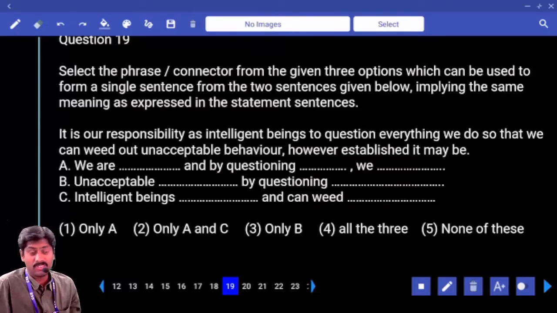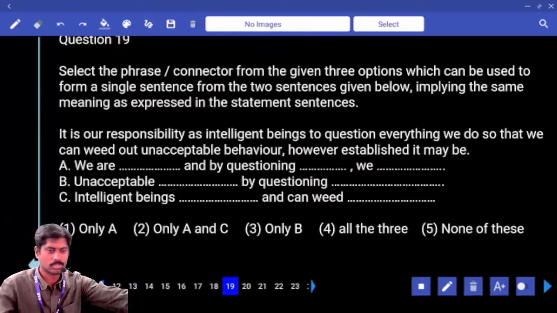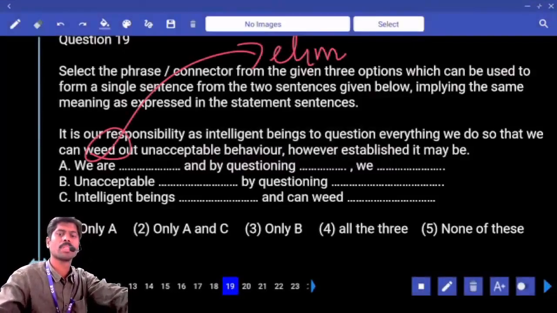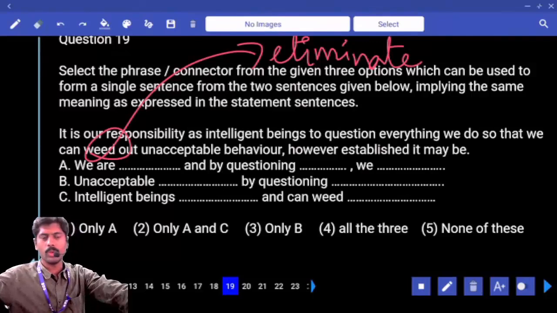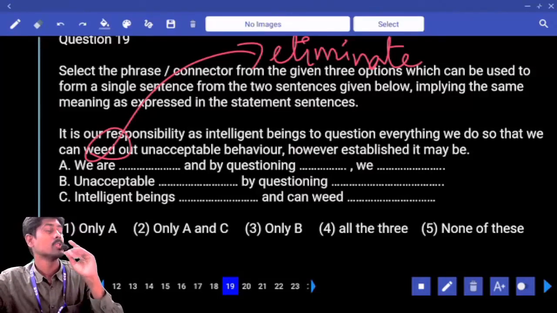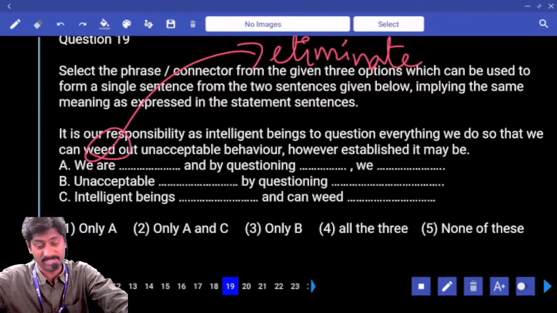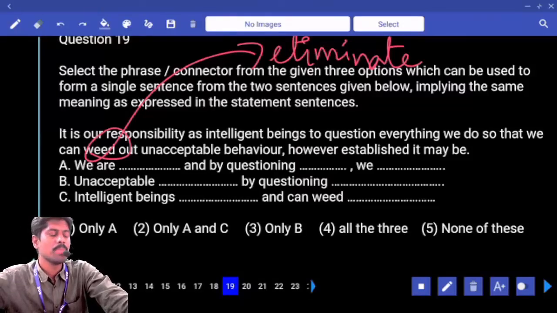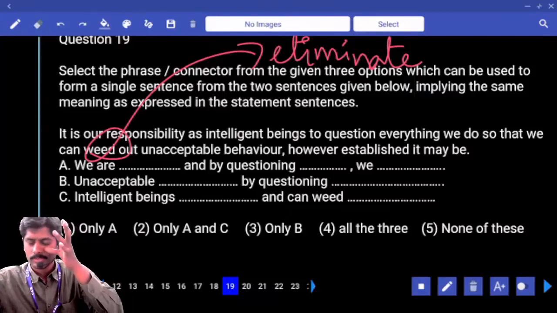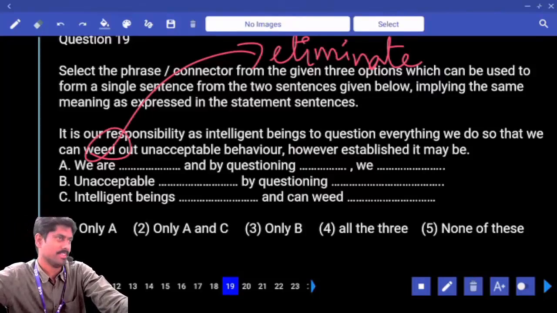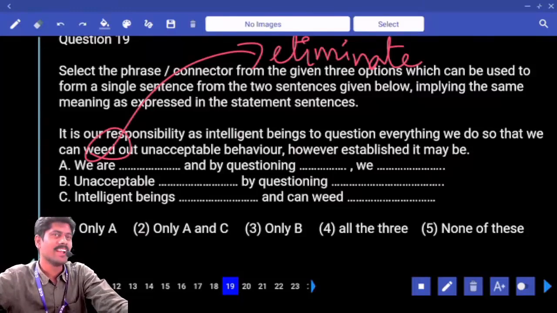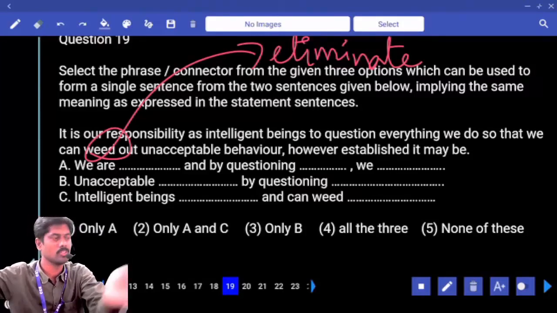We do so that we can weed out, meaning eliminate, unacceptable behavior, if you question everything, however established it may be. Some behavior is there. For example, in India especially, traditions will be there. Go like this only, don't go like this, they will say. You follow since childhood, going like this only, not like this. And one day, after finishing graduation or during intermediate, you will question it. Why should I go like this? I'll go like this or like this, you may say.